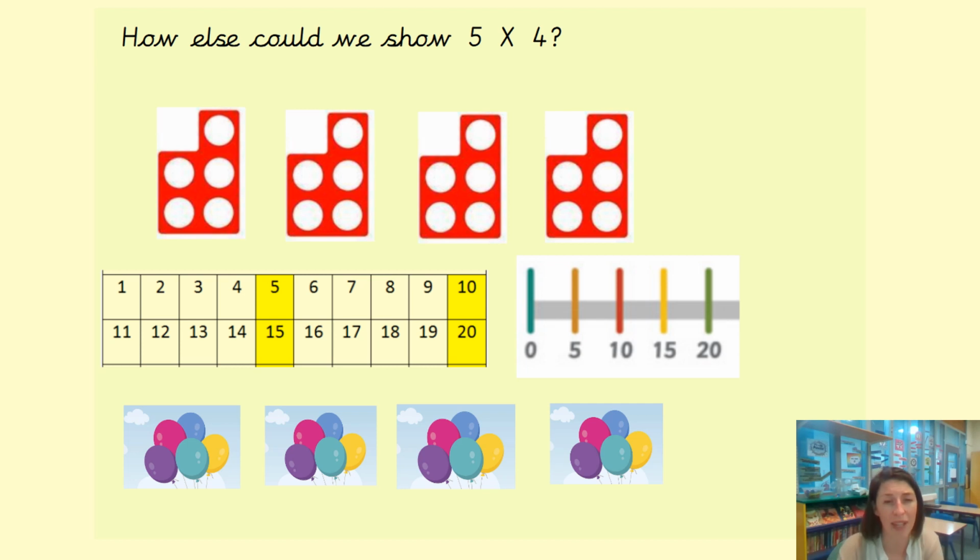We could also represent that in lots of different ways. We could show 5 4 times. We've got some pictures of Numicon here. We could use number lines. These both show number lines in different ways. We could show it in groups or lots of. Remember, we're linking to division later on in the year.